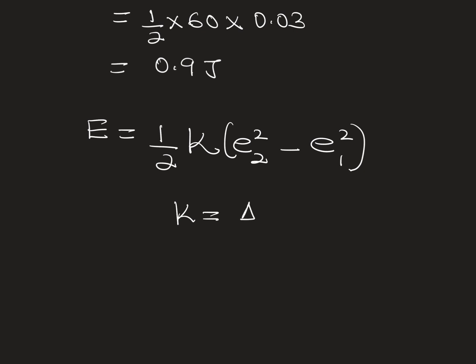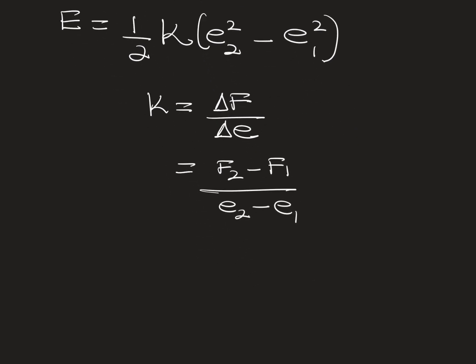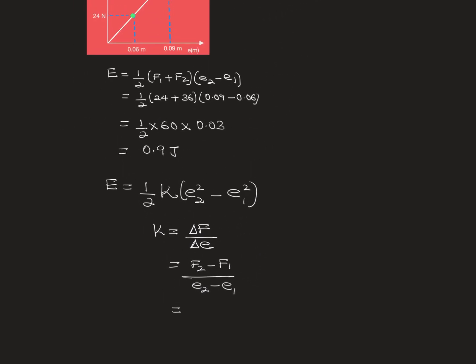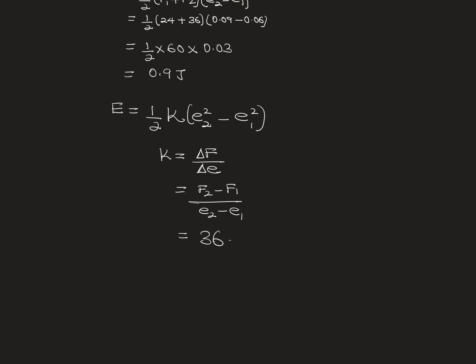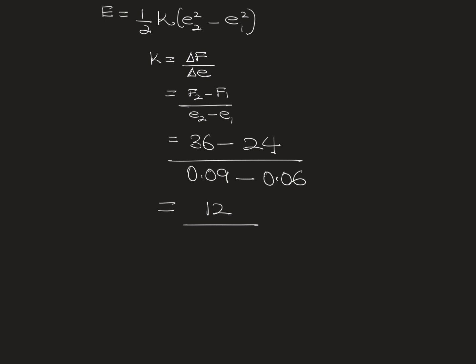So, how do we find the gradient? It is the delta F divided by the delta E. That is F2 minus F1 all over E2 minus E1. So what is F2? F2 is 36 minus F1 is 24 divided by E2 is 0.09 minus E1 is 0.06. So that will be 36 minus 24 gives 12 all over 0.09 minus 0.06 gives 0.03. So 12 divided by 0.03 is 400. That will be newtons per meter.